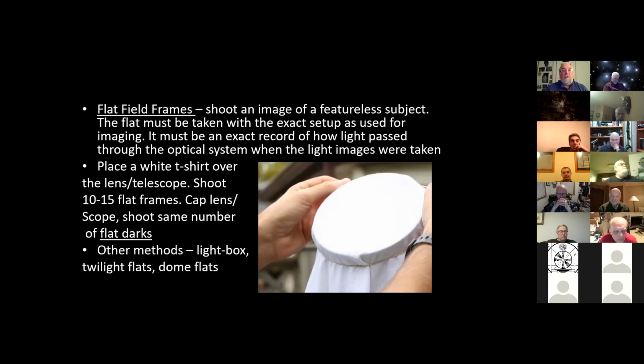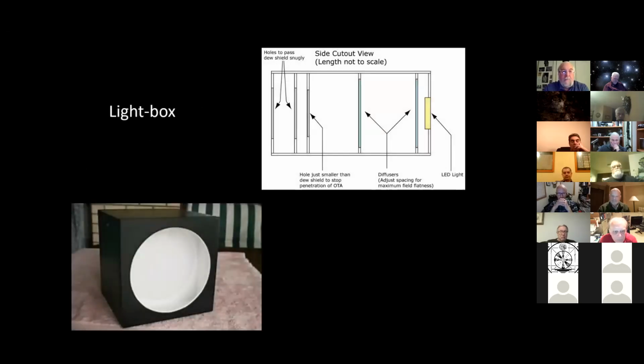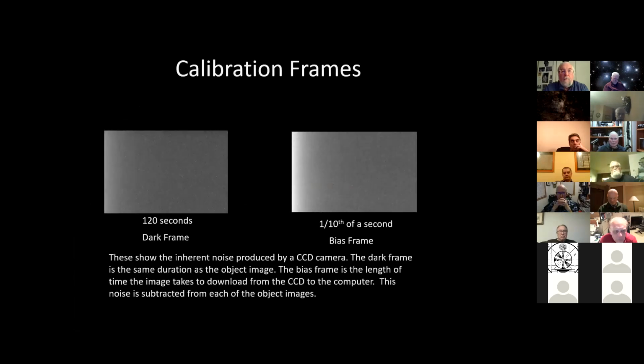And there are other methods. You can build a light box or take twilight flats or dome flats. This is the method I normally use, putting something over the end of the telescope or the camera lens. Here's an example of a light box somebody built, with an LED light and some diffusers, and you put your telescope or lens in from this side.